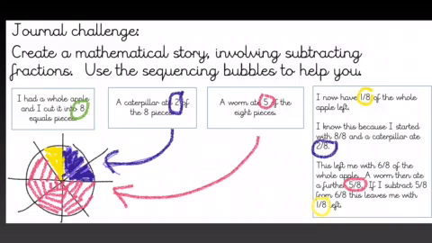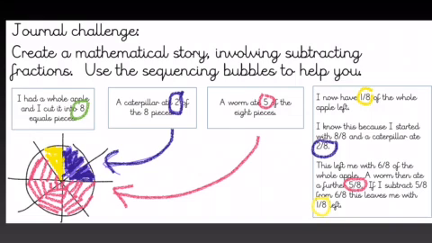Here's an example to give you an idea. I had a whole apple and cut it into 8 equal pieces. A caterpillar ate 2 of the 8 pieces. A worm ate 5 of the 8 pieces. Can you see I've used a diagram to help explain this? In the last box, I have explained the sequence.